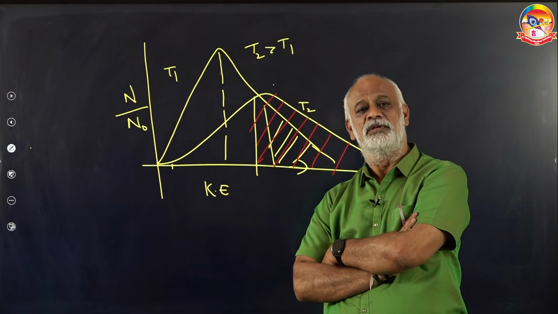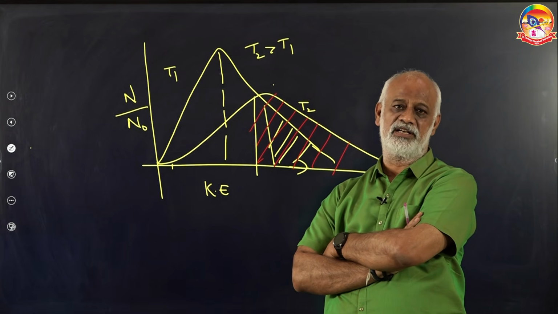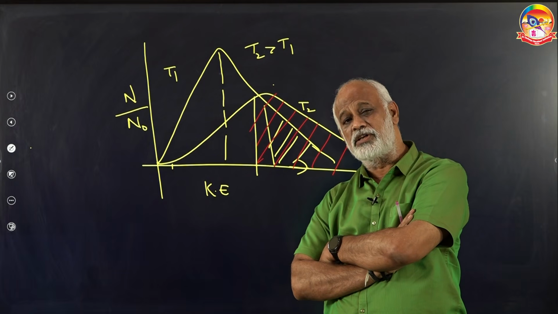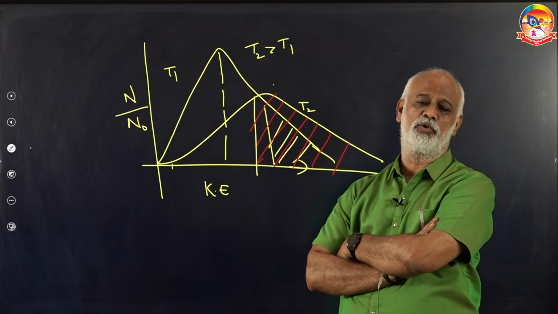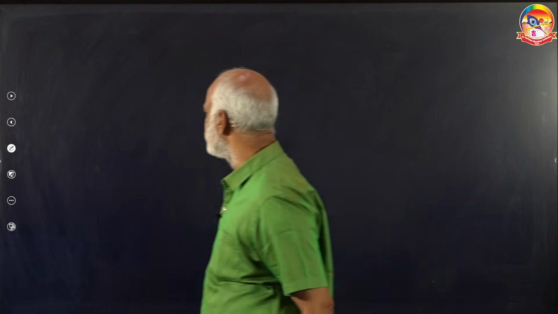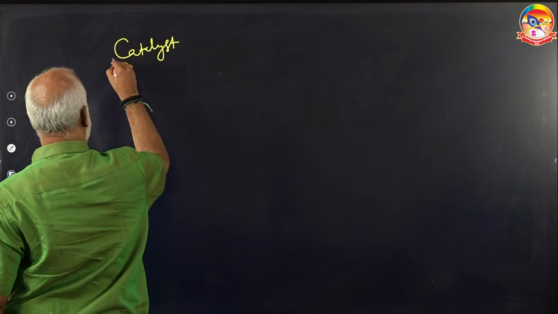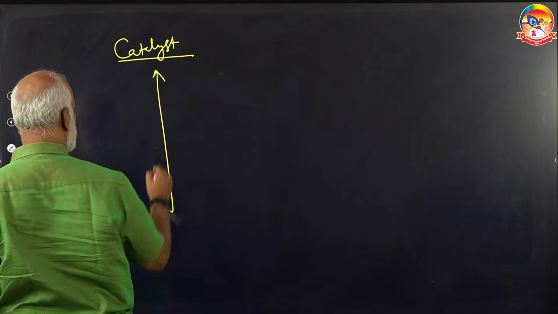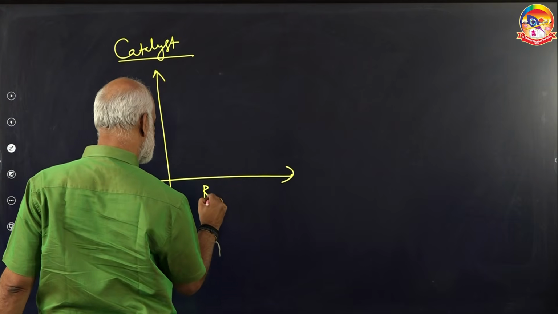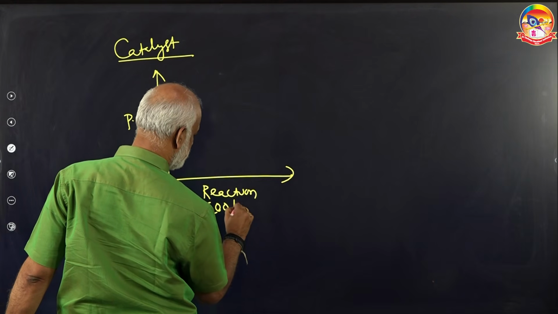Therefore, as temperature increases, rate always increases, and the rate of a reaction increases because activated molecules will be more at higher temperature than at lower temperature. Then what is another factor which influences the rate? It is a catalyst. What a catalyst does is very simple. Suppose you wanted a reaction to proceed, potential energy versus reaction coordinates.